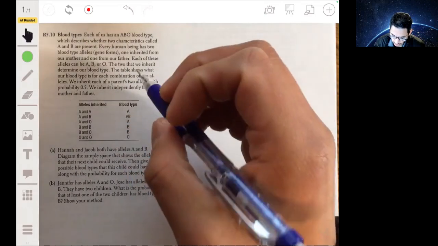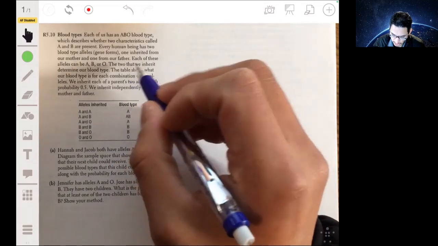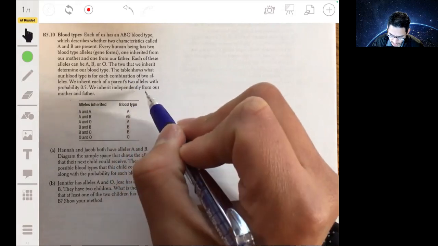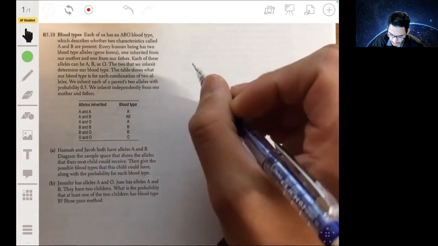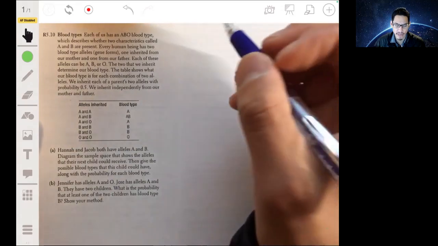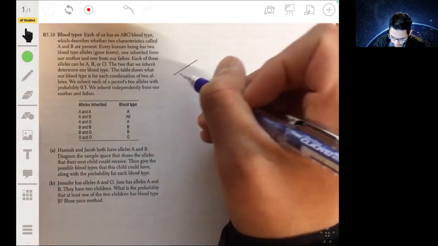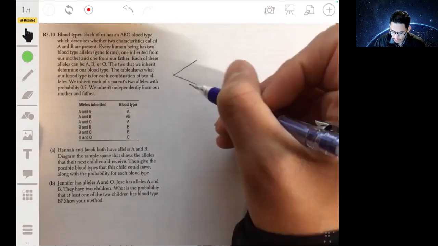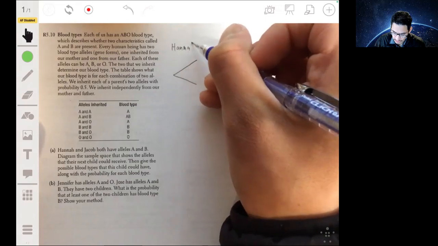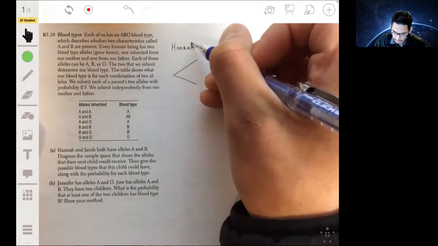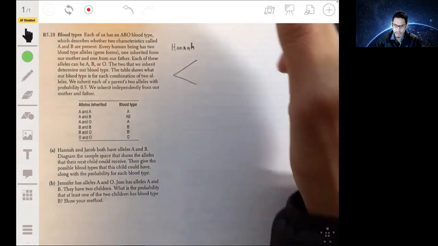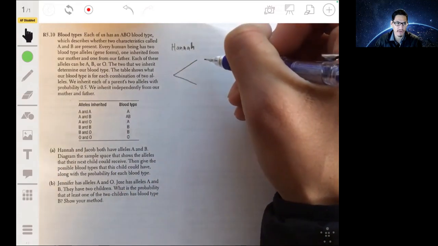So we're talking about blood type, and it says we inherit one allele from each of our parents. So let's first look at what we can inherit from Hannah. That's what this first branch is talking about. I'm just picking Hannah, but I could pick Jacob, because it doesn't matter the order. It doesn't matter if I put Jacob first or Hannah first. This is just to show the possible combinations. But let's say we're talking about what we can inherit from Hannah first.